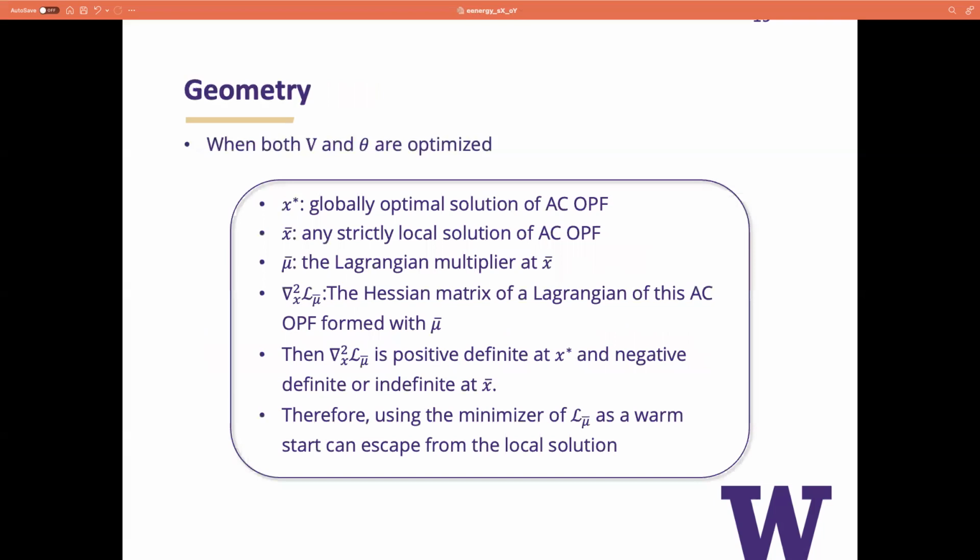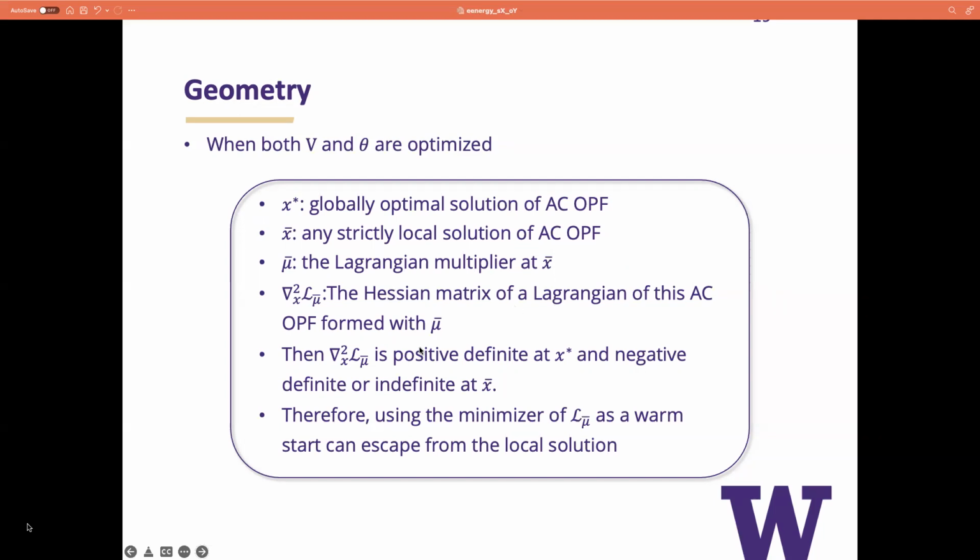For the case where we optimize both the voltage magnitudes and the phase angles, we have the following statement. Let's call the global solution of SOPF x star and the local solution x bar. And mu bar is the Lagrange multiplier associated with the balance constraint at this local solution. Then we can form the partial Lagrangian of this SOPF using this Lagrange multiplier mu bar, and we have the following result for the Hessian matrix of this partial Lagrangian.